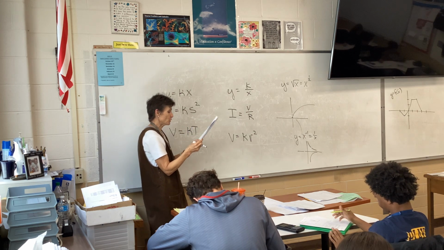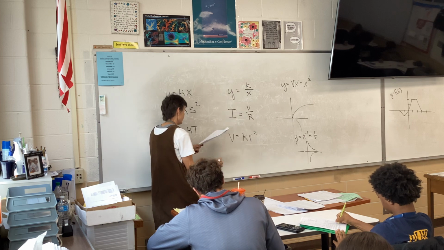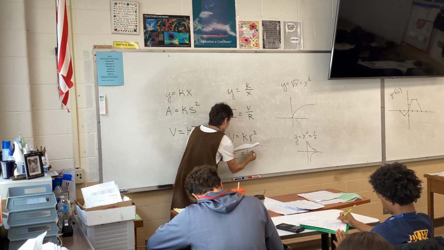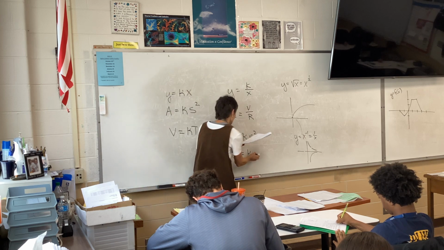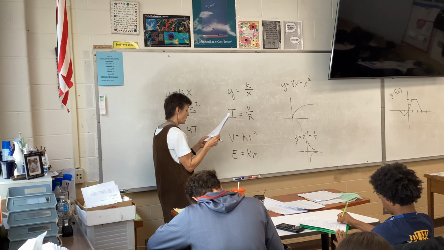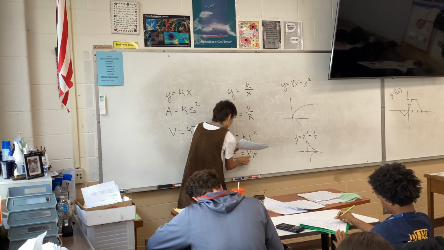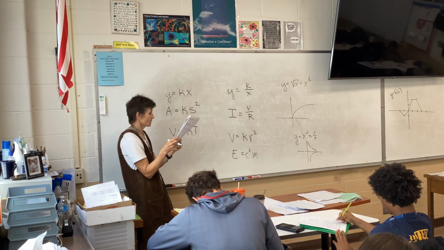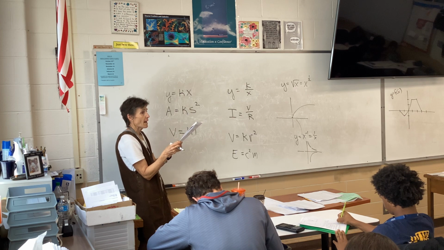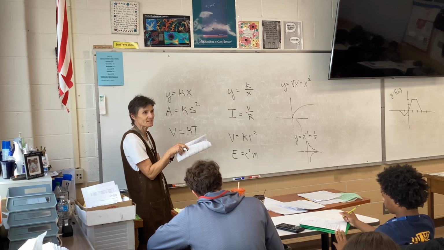The energy produced in a nuclear reaction is proportional to the mass M with the constant of variation being C squared. How many have ever heard E equals MC squared?